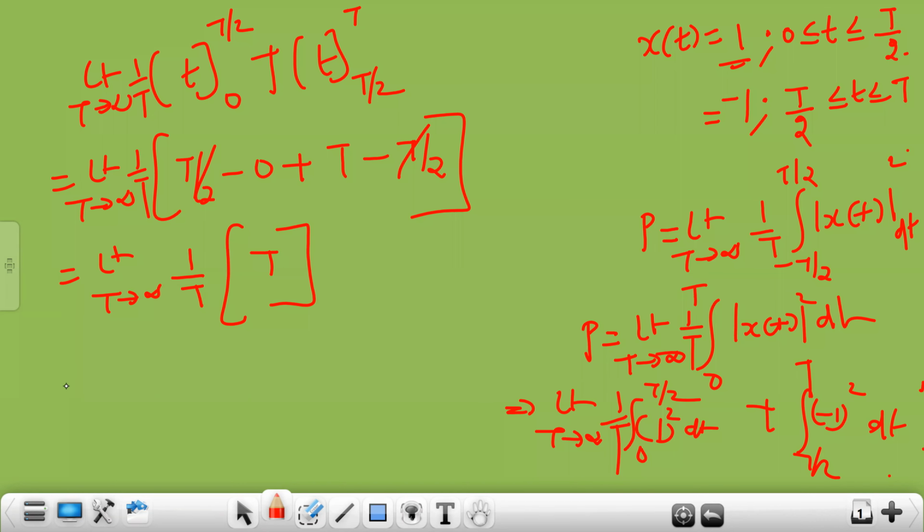Now what will you do? Try for any cancellation, then you apply the limit. So T by T is 1. So is there any point in applying the limit now? Can we apply limit T tends to infinity? There is no T in our term, sir. Right? So the answer is 1 watt. Okay, so the answer is 1 watt. The unit of power is watt. The unit of energy is joule.